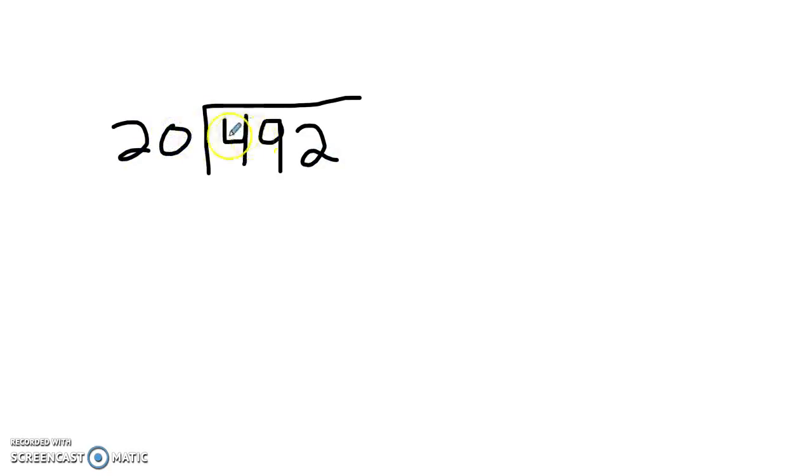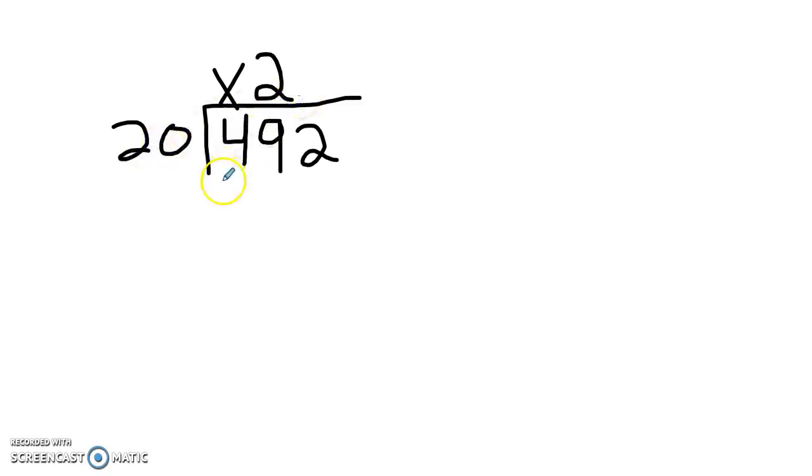Now, I look to my first digit in my dividend, which is a 4, and I think, can 20 go into 4? That's not possible. So I put an X or a 0. Then I look to the next 2 digits, 49. I think of those together. Can 20 go into 49? Yes, yes it can. It can go in 2 times.